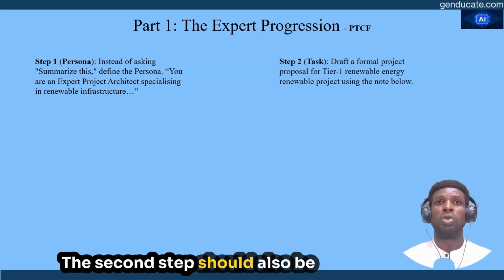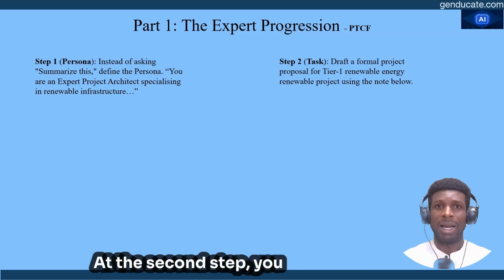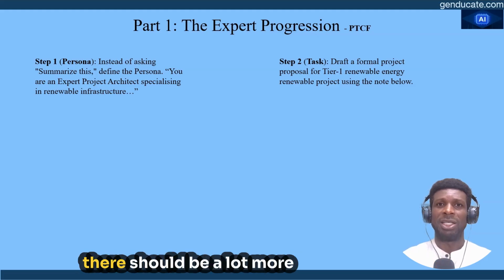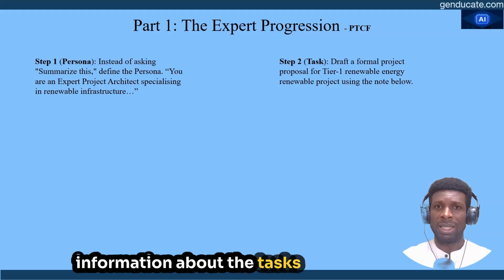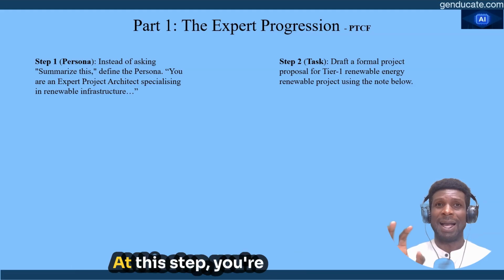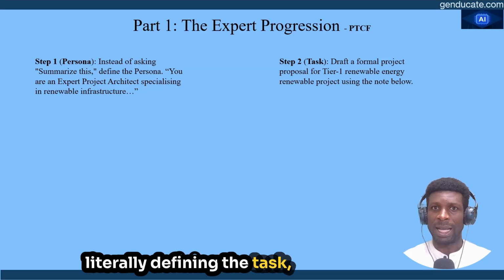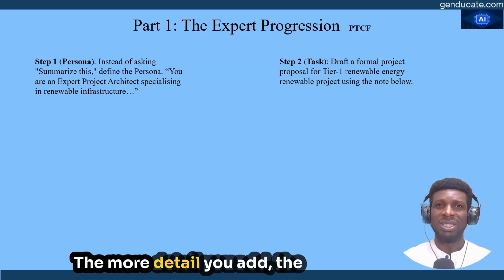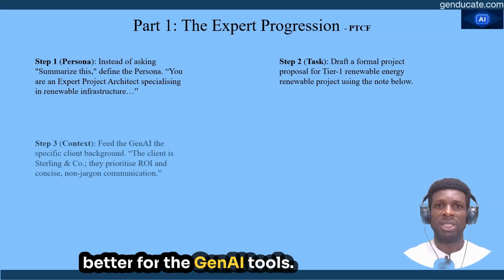The second step should also be more specific about the task. At the second step, you're looking at the task, and there should be a lot more information about the tasks than what we have here. At this step, you're literally defining the task, what should be done. The more detail you add, the better for the GenAI tools.